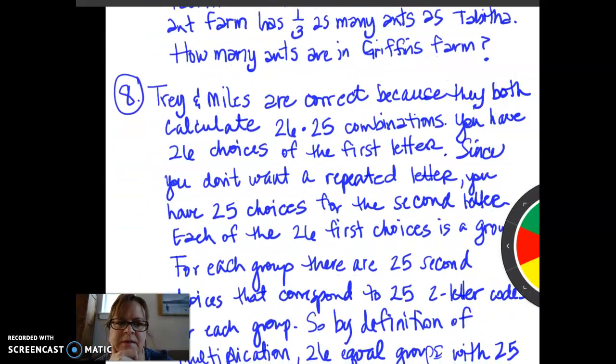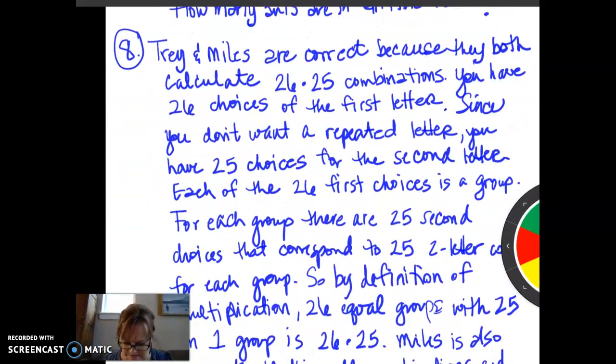All right. And the last one here is number 8. Number 8 is kind of a long problem. We're looking at John, Trey, and Miles, and they want to know how many 2-letter secret codes there are that don't have a repeated letter. So for example, they want to count BA and AB, but they don't want to count doubles like ZZ or YY.